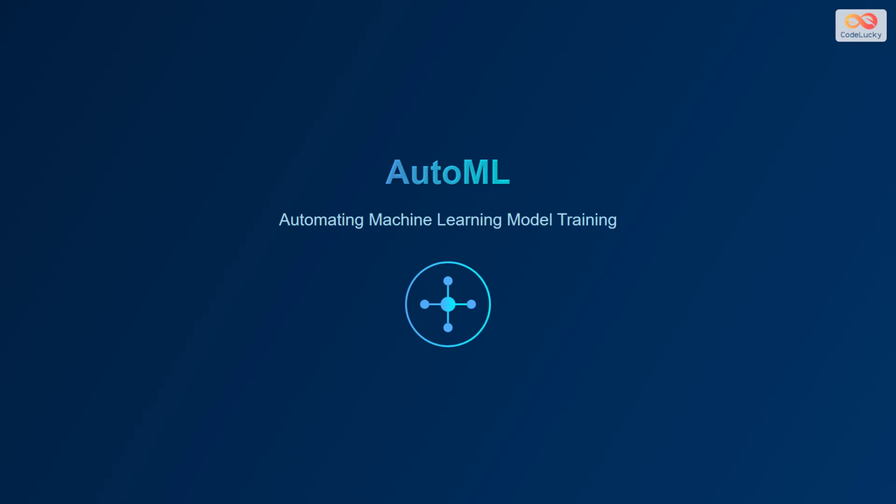Welcome. Today we will explore AutoML, which stands for Automated Machine Learning. It's all about automating the process of training machine learning models. Let's dive in.